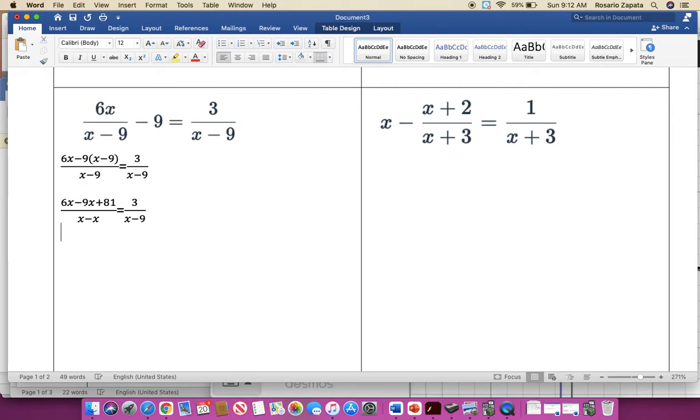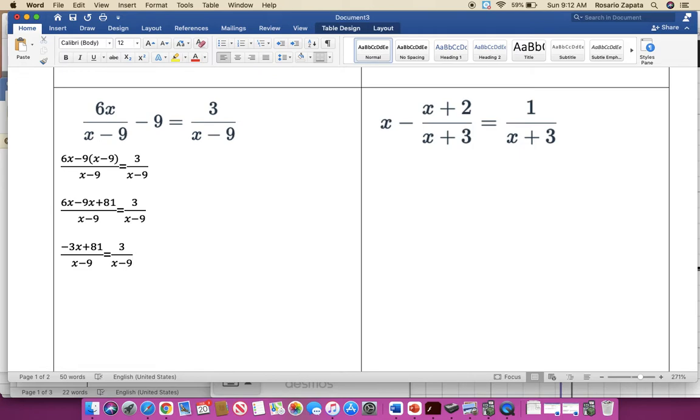Alright. So we will combine like terms. I'll copy it again so that it's easier for me. Alright. Okay. Combining 6x and negative 9x will give us negative 3x. And so therefore, we have a single fraction on each side of the equation. I can do cross multiplication.